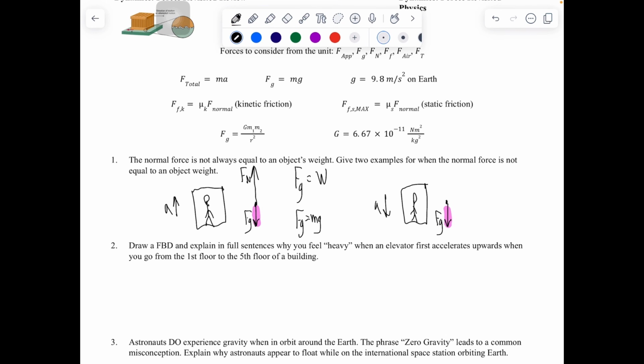Your force of gravity is not changing, but to accelerate downward, you need more force down than you have up. So our normal force is going to be smaller than that force of gravity. That's what lets us accelerate downward.